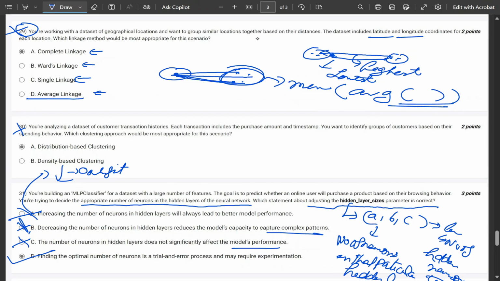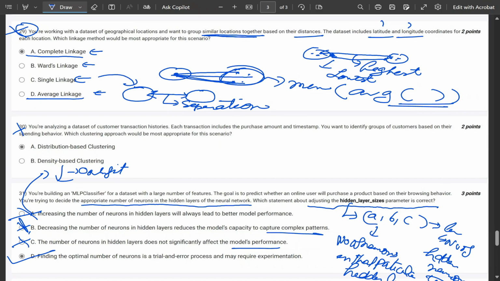But as per the question, it says that if you have to group similar locations together based on their distances, where distance is given by the latitude and longitude coordinates of each point, which linkage would be appropriate for this scenario? It is not at all clear what the actual answer will be, but notice that it will be marked as complete linkage. I think one reason behind it is that if you want your clusters to be different, then you should have the maximum distance between them so that it shows separation. But in terms of similar locations together, single linkage seems more appropriate, right? So there is an ambiguity.